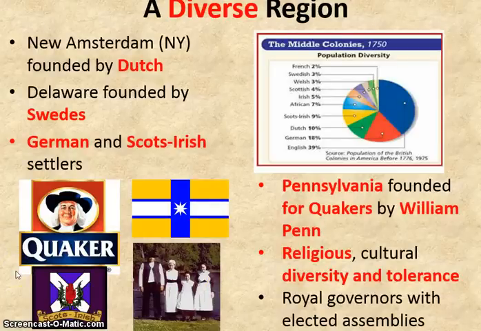The Middle Colonies was a diverse region. Diverse means having lots of variety. And we already mentioned part of this was because two of the colonies in the Middle Colonies were originally founded by other countries.